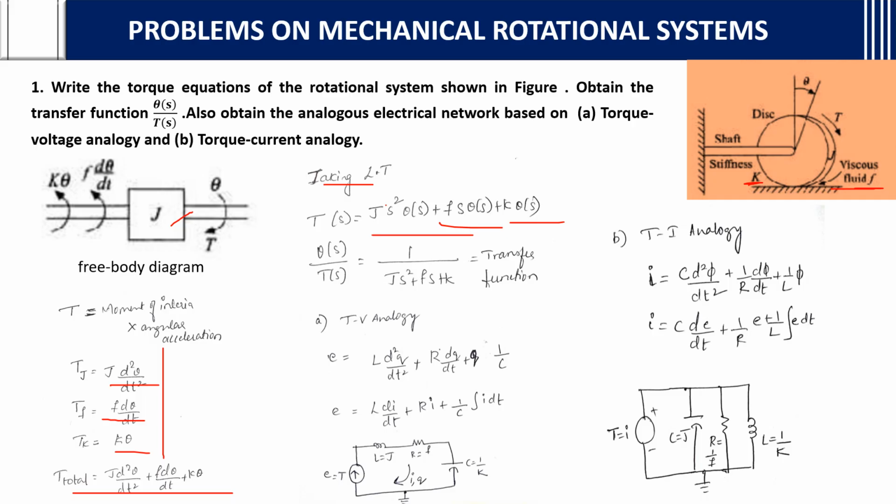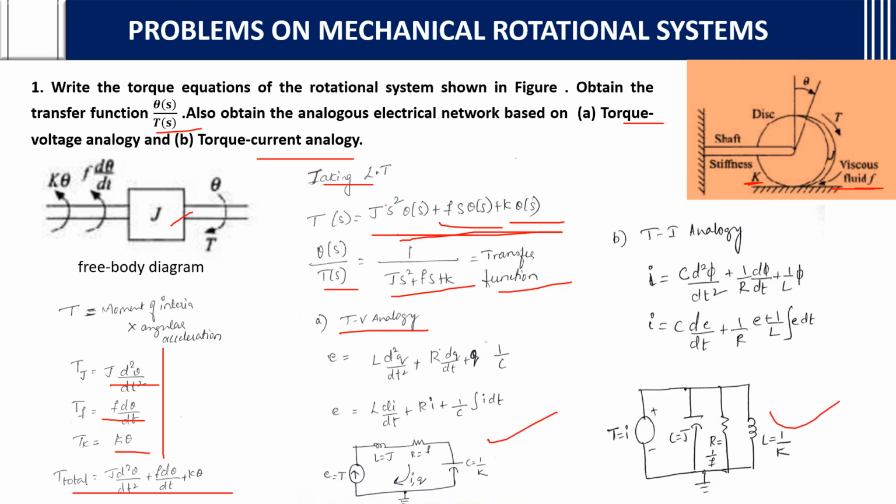What we want is theta of S by T of S, that is the transfer function. If you take theta of S common from this equation, you will get theta of S by T of S is equal to 1 by Js square plus Fs plus K as the transfer function. Now again what they are asking is torque voltage and torque current analogy and the analogous electrical circuits.